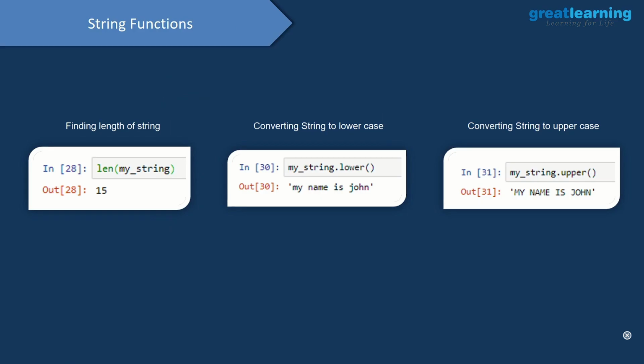Now let's work with some string functions. So these are the 3 basic string functions which you have. So let's say if I want to find out the length of a string, then we can use this len function. Then if we want to convert our string to lowercase, then I can use this lower function. Similarly, if I want to convert the string to uppercase, then I have this upper method. So let's go ahead and work with these 3 functions.